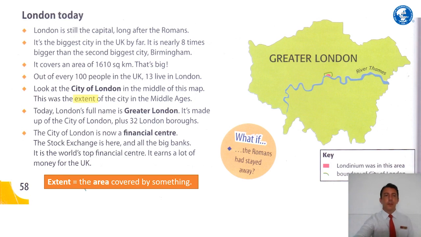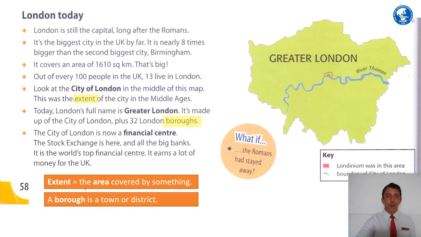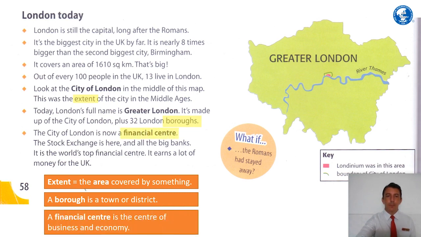So let's check some words here. This was the extent of the city in the Middle Ages. The extent is the area. Greater London is made up of the City of London plus 32 London boroughs. A borough is a town or district. And London is a financial centre. A financial centre is the centre of business and economy.